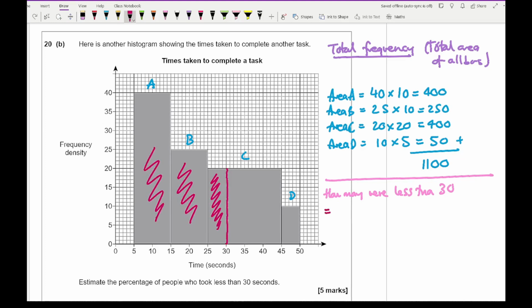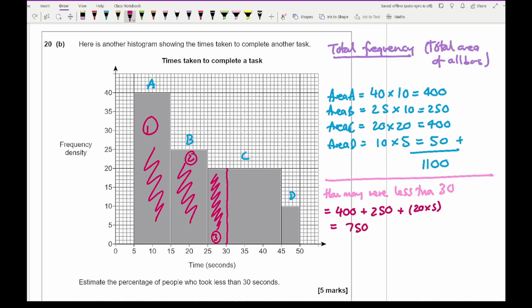So the first bar, if I just label this as 1, 2 and 3, then area of 1 I've already worked out, that's 400, plus the area of B, which again I've already worked out is 250, and then the frequency of number 3, well, that's going to be 5 times 20, so 20 times 5, and if I work out all of that, I get an answer of 750.